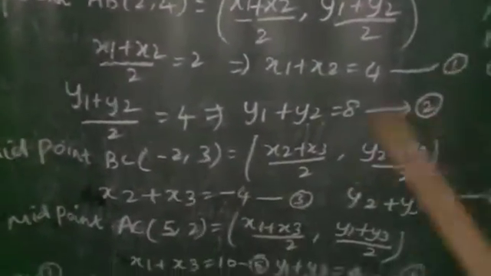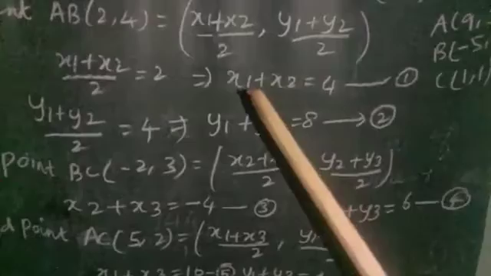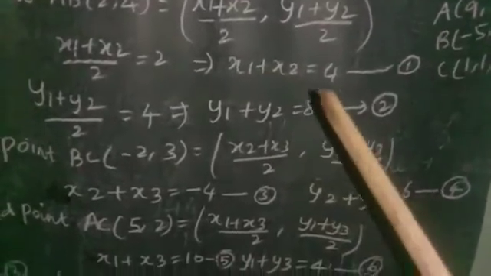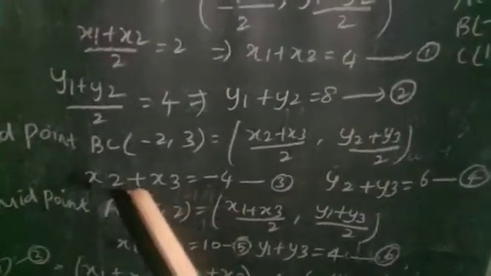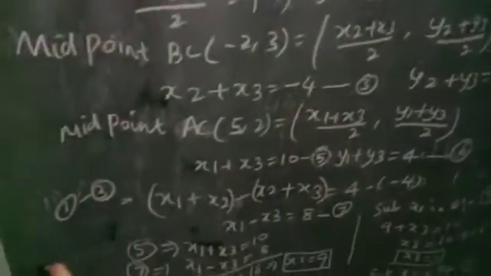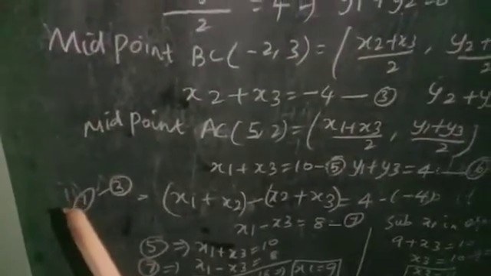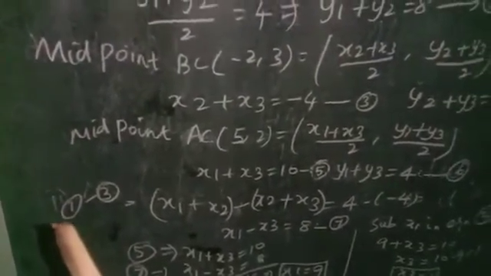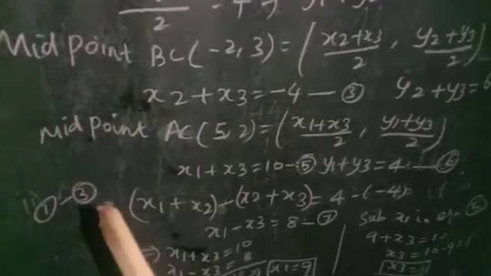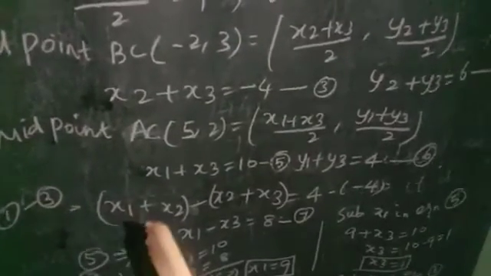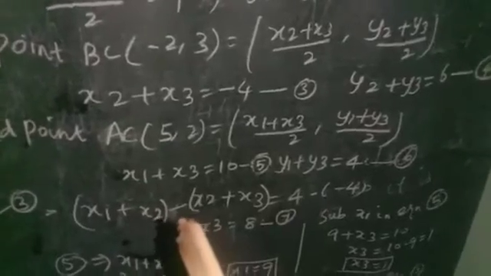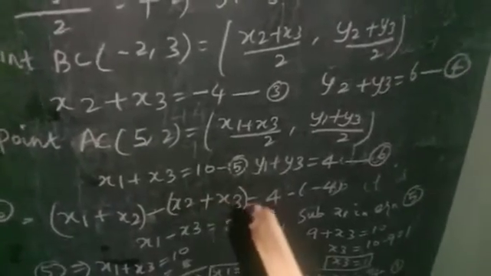Listen students, here we take the first equation and the third equation. The first equation is x1 plus x2 is equal to 4 and the third equation is x2 plus x3 is equal to minus 4. Then we subtract the third equation from the first equation. Then we write (x1 plus x2) minus (x2 plus x3) is equal to 4.